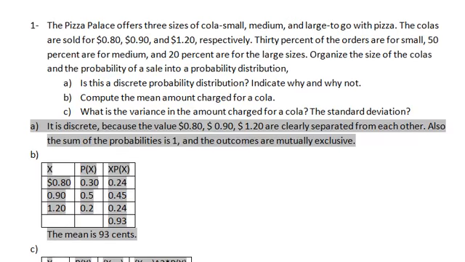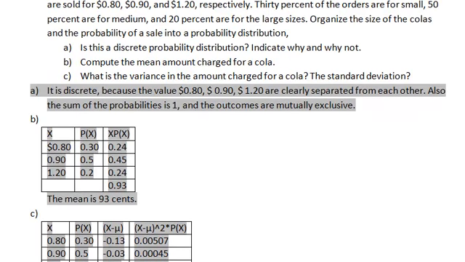Second, compute the mean amount charged for a cola. So we're going to use the formula for the mean of a probability distribution: mu equals sigma x times probability of x. So we list all the x. Here x is the random variable: 80 cents, 90 cents, and 1.2. The probability for each value is 30%, 50%, and 20%.